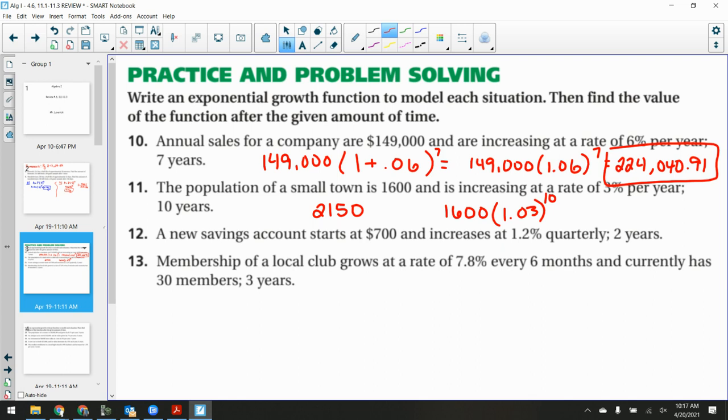Number 12, a new savings account starts at $700 and increases at a 1.2% rate. Oh, wait. Oh, shoot. I meant to cross off 12 and 13. I'm sorry about that. I meant to cross off 12 and 13 as well, because that's compound interest. I didn't realize that until right now. So sorry about that.